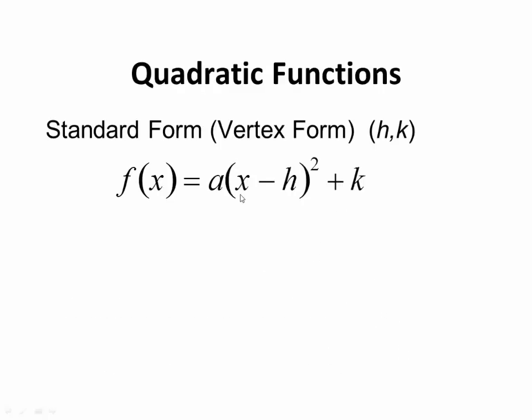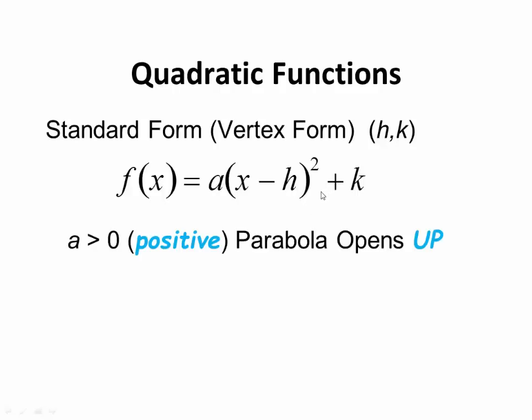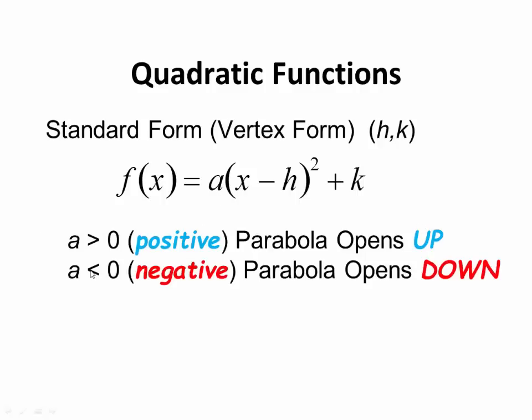So here's my standard form for a quadratic function or a parabola, and if a is positive, then the parabola opens up like a happy face, and if a is negative, then it opens down like a sad face. Negative, down, positive, happy, up.